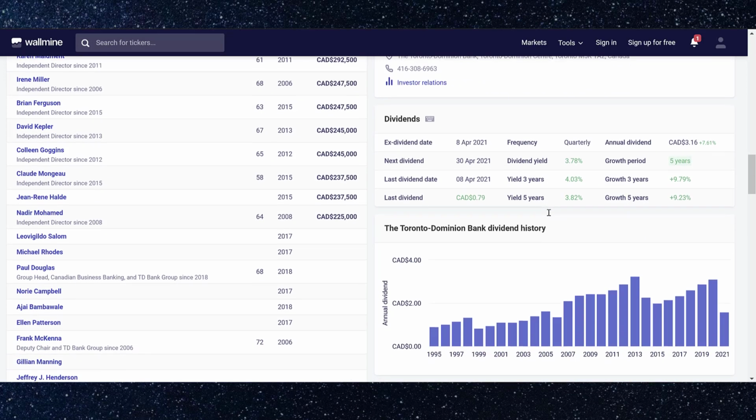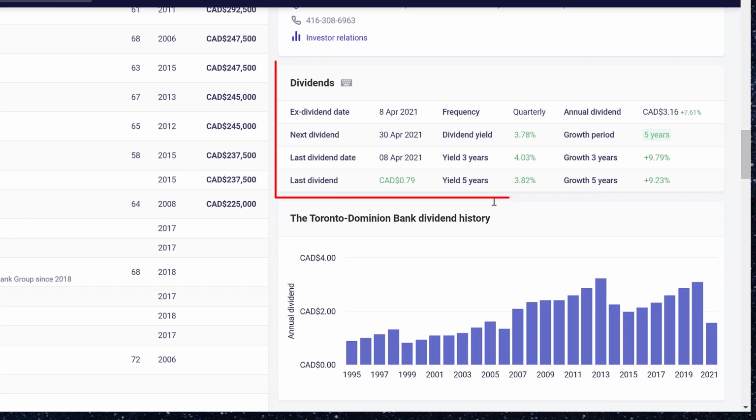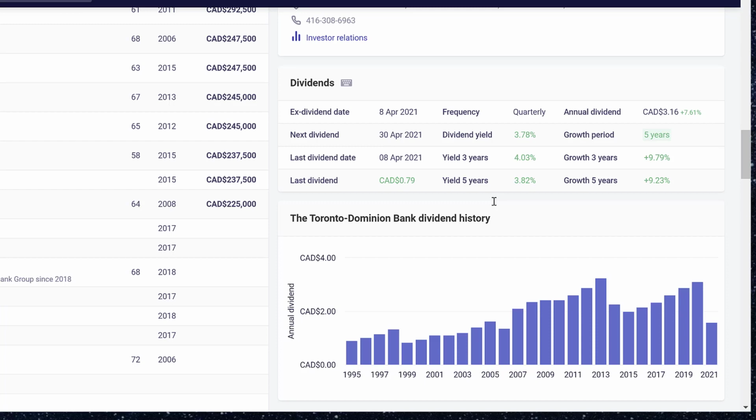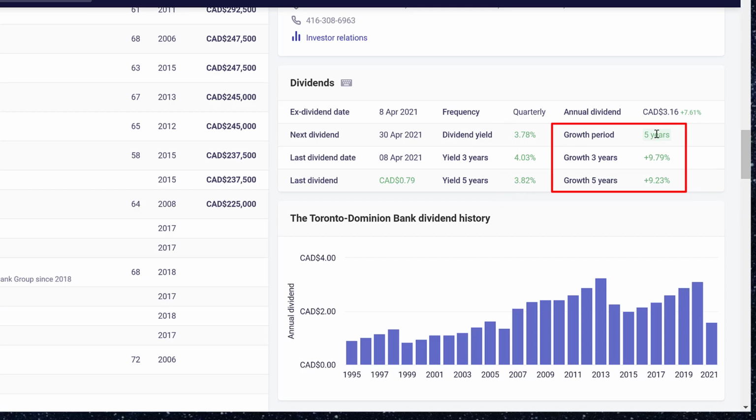And then scrolling down, you have your own table when it comes to dividends. So the ex-dividend date, when they last paid their dividend, the next dividend, the yield, as well as how the dividend has been growing over the years. So you can see that TD Bank has been growing its dividend for the past 5 years. And over the past 3 years, they've grown it at an annual rate of 9.79%. So their dividend has almost been growing at 10% every single year. And the same goes for 5 years, sitting at 9.23%.